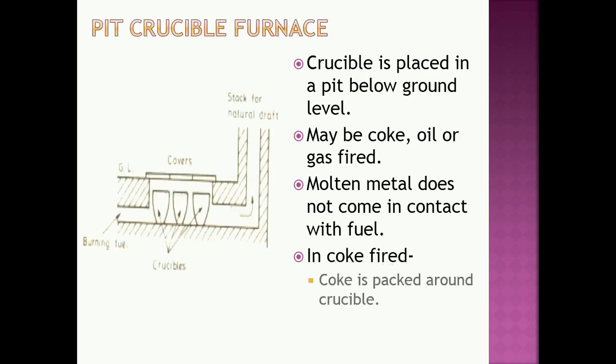This is the pit crucible furnace. In the previous lecture we have seen that a pit means a dug hole in the ground. Now you can see here 3 crucibles. The crucibles are placed below the ground level, inside the pit, and they have a cover at the top. This GL means ground level.